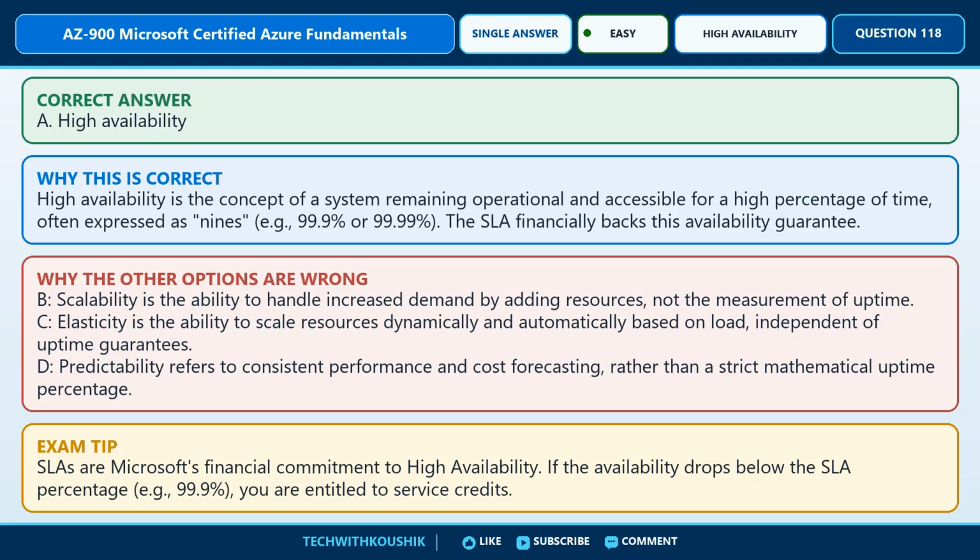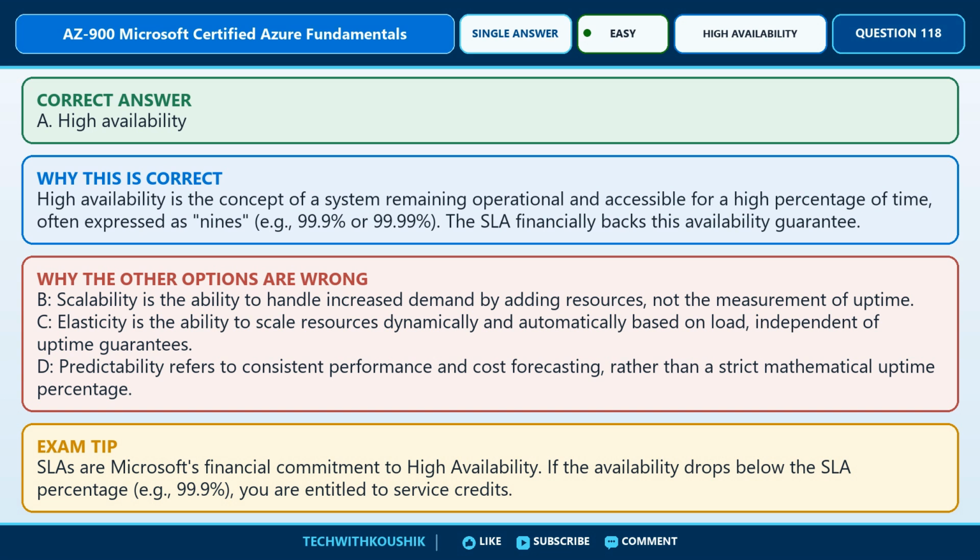The other choices do not work because B. Scalability is the ability to handle increased demand by adding resources, not the measurement of uptime. C. Elasticity is the ability to scale resources dynamically and automatically based on load, independent of uptime guarantees. D. Predictability refers to consistent performance and cost forecasting rather than a strict mathematical uptime percentage.